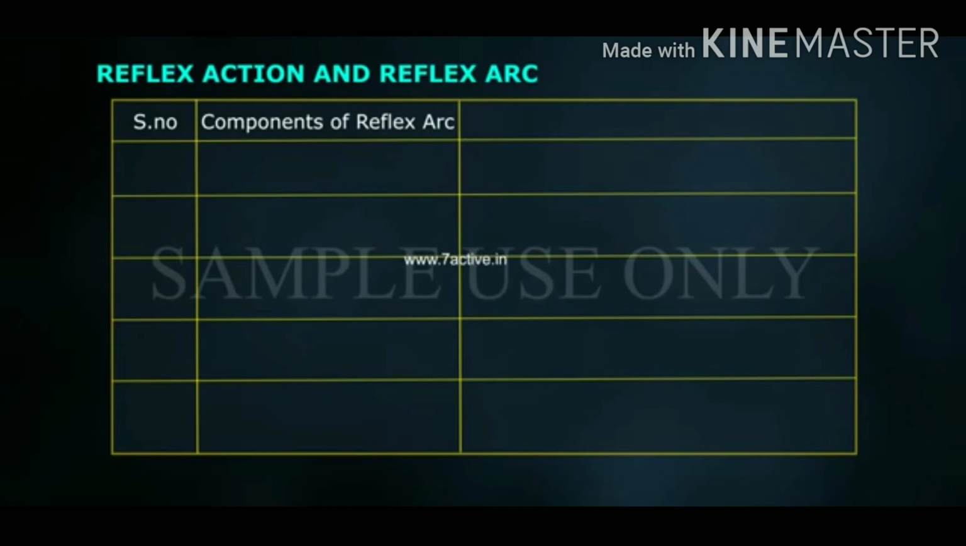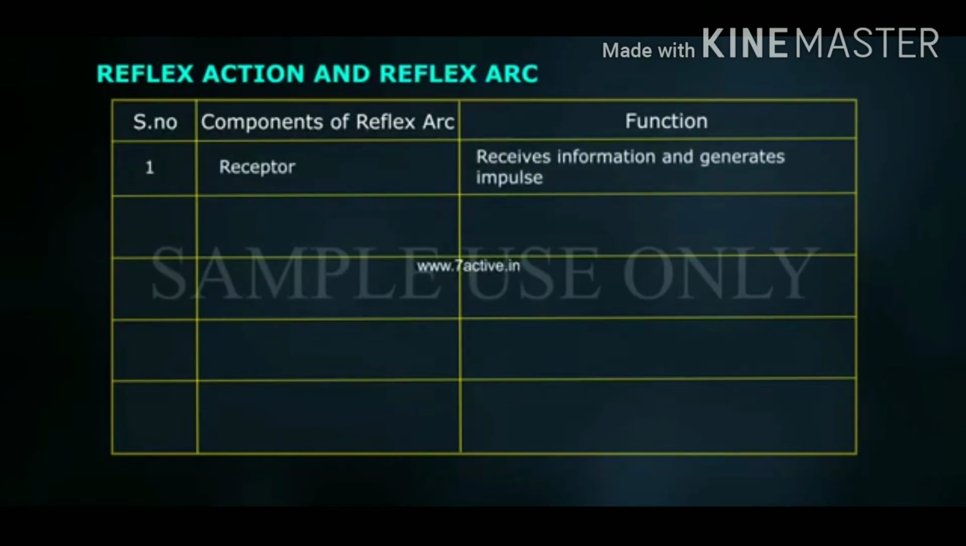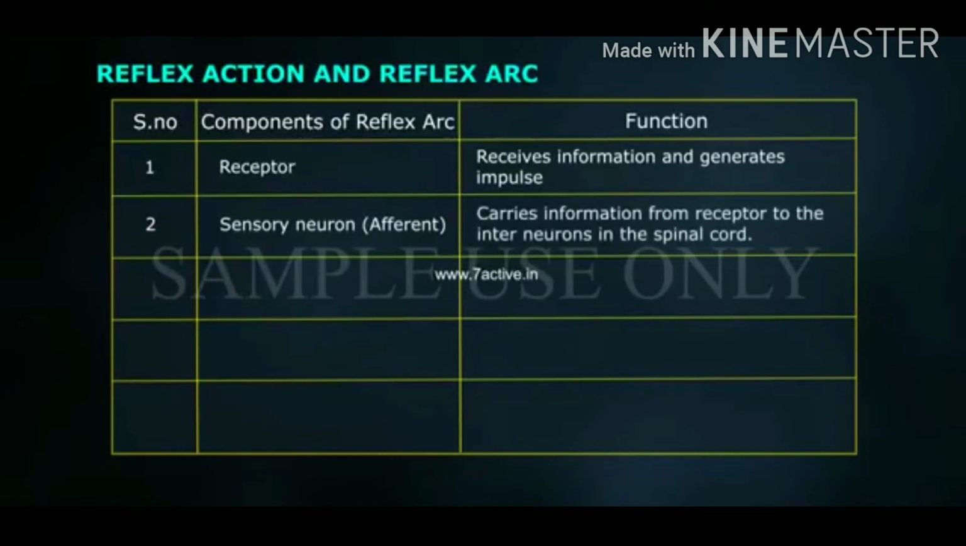Components of reflex arc and their function. 1. Receptor: receives information and generates impulse. 2. Sensory neuron (afferent): carries information from receptor to the interneurons in the spinal cord. 3. Interneuron: processes the information and generates response.